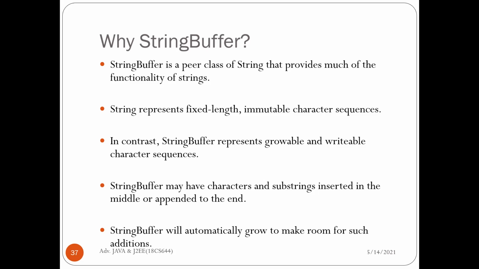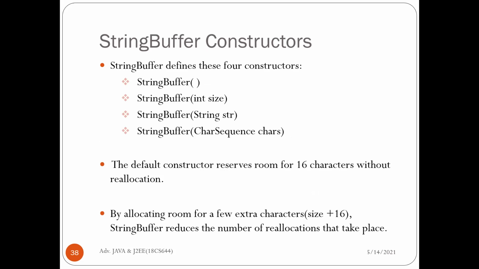The different constructors are there, four different constructors. The one without a parameter, the one with size where we can allocate, and one where we can pass a string. When we pass a string, an additional 16 bytes of space is also allocated. And the last one, where we can pass a character sequence or a character array.